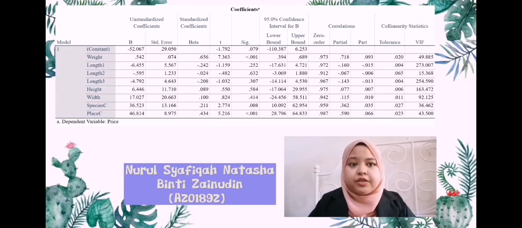Next, the confidence interval for B, which is the lower and upper bound for weight, is 0.394 and 0.689, and for length is -17.631 and -4.721. So that's all from me.